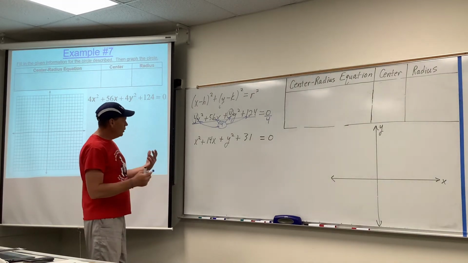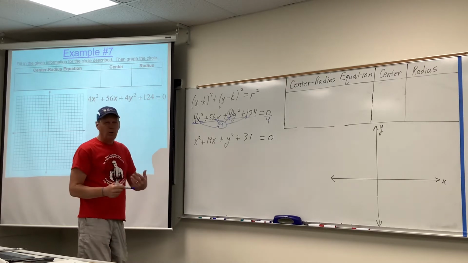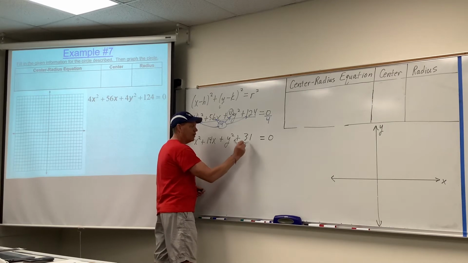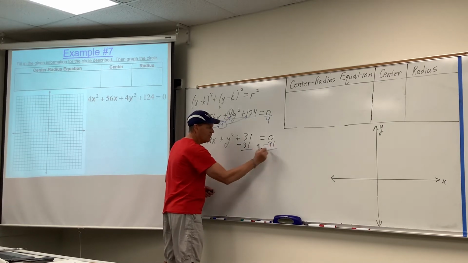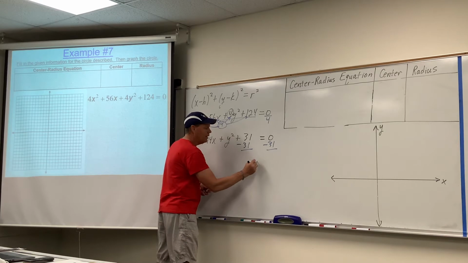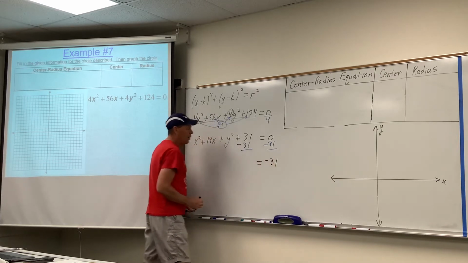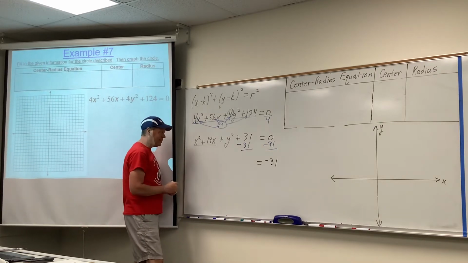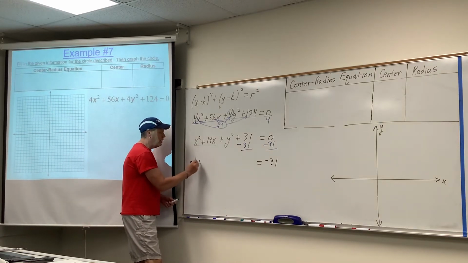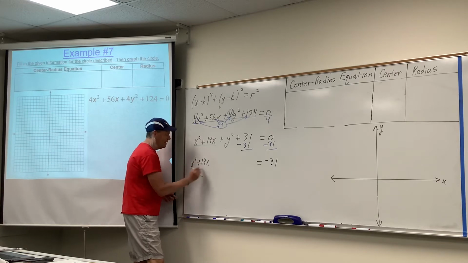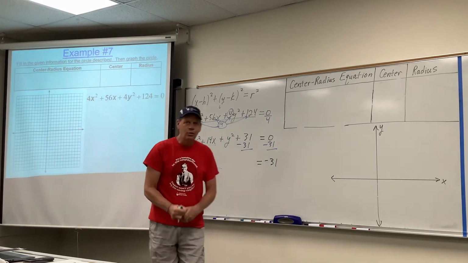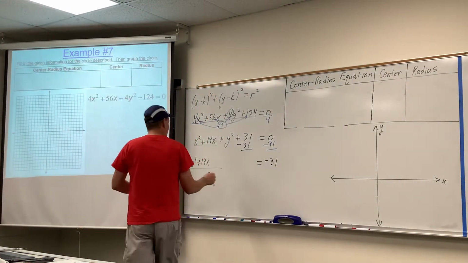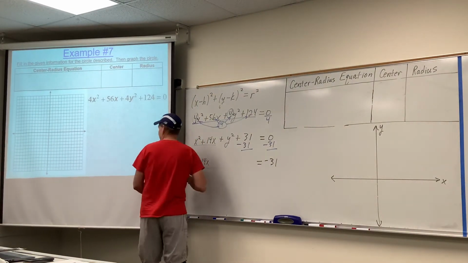All right, what do we do from there? Now it's starting to resemble what we've seen on the previous examples. One thing is we need to subtract the constant to the other side. So let's move that 31 out of the way and subtract it over. Now we're going to start to separate out our terms that have x. So we've got x squared plus 14x. Leave a gap in order to complete the square, and we'll do that in a minute.